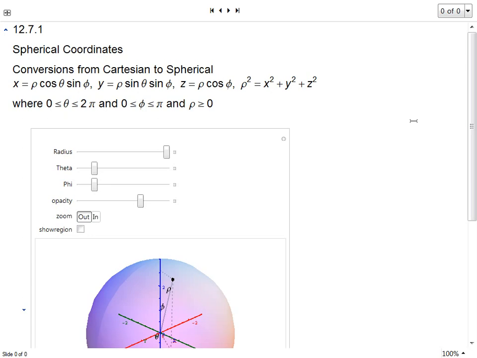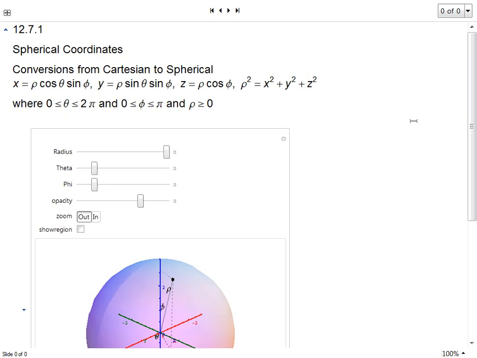All right. And then what's rho squared? It's x squared plus y squared plus z squared. Right? And that's the idea of a sphere. This is basically a sphere centered at the origin, radius rho. With me?